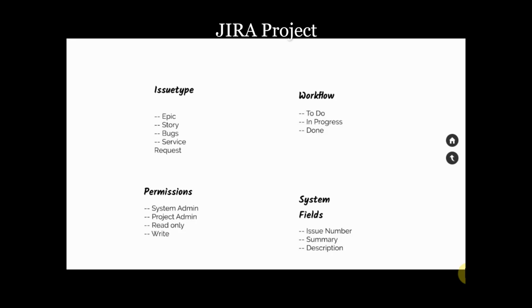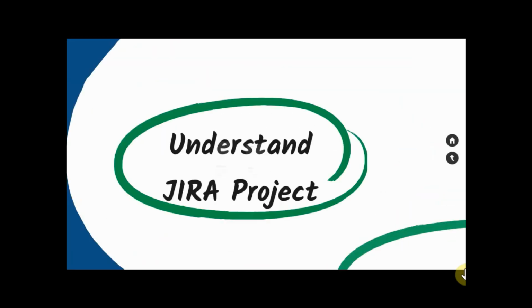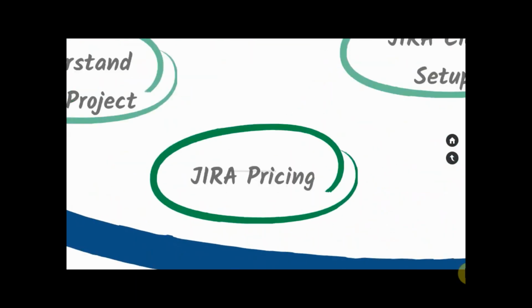Workflows are nothing but the statuses. So To Do, In Progress, Done, basic ones I have shown you, but you can create more. Permissions, fields, you can create all of that. And eventually, whenever I publish my next sessions at the expert level, I'll give more and more information about these parameters, the project parameters, in my sessions. So after that, we will move to Jira pricing.